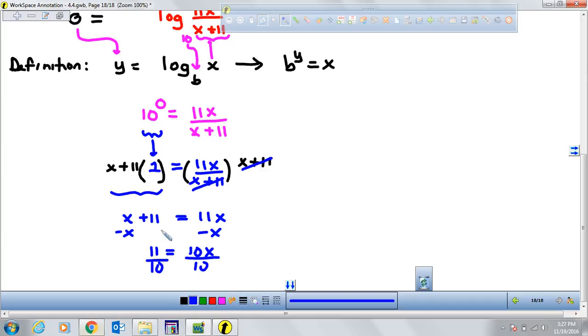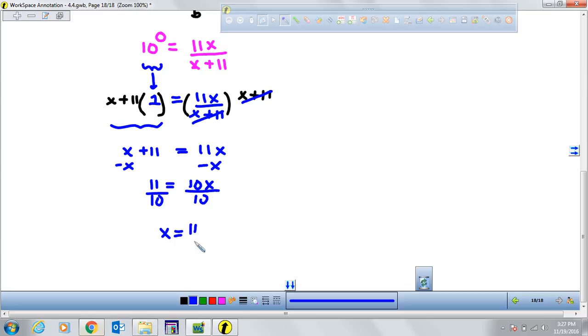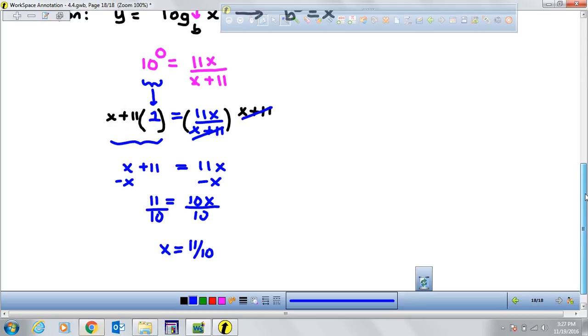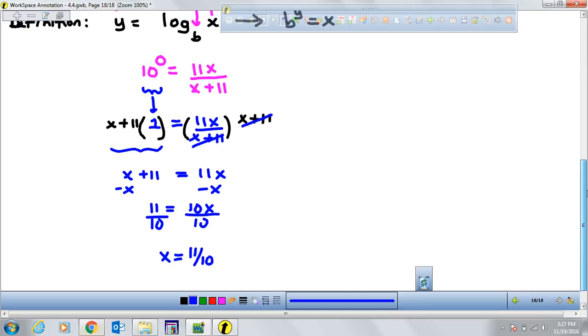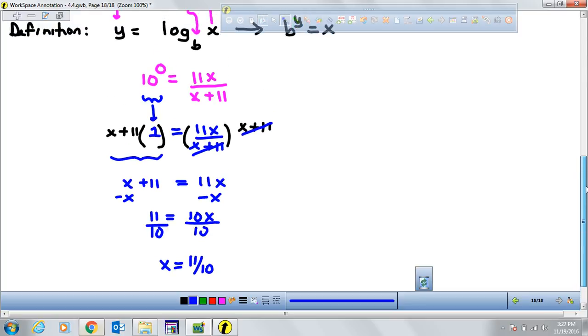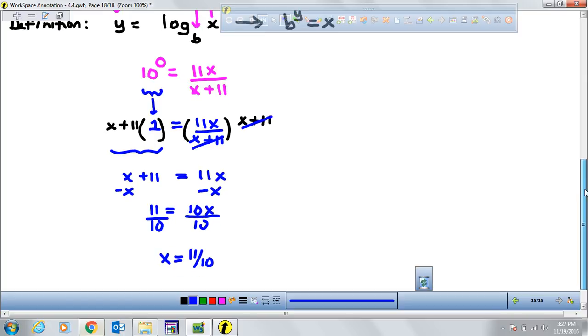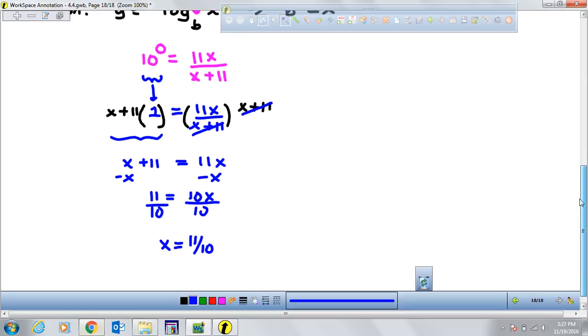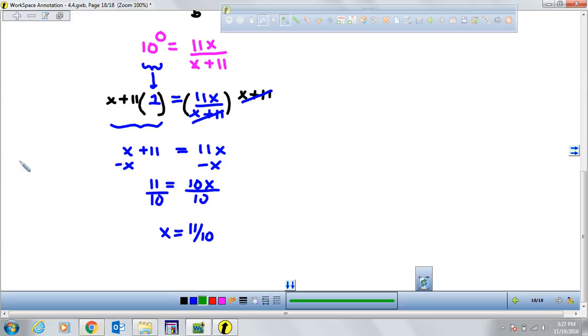So the answer for this equation is x equals 11 tenths. You cannot divide 11 by 10, so you leave it in fraction form. Okay, and then you check the domain to see if it is true, and that's how you finish the problem. So let's go ahead and check the domain. I'm going to do a little check on the left side right here, because on the right side, I'm going to show you the second method that you can use.